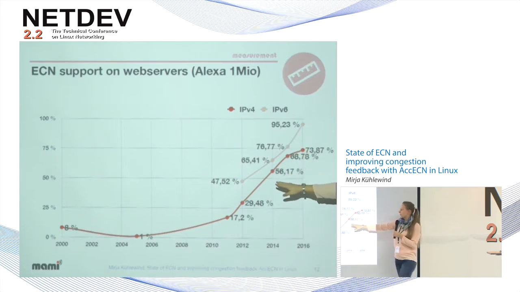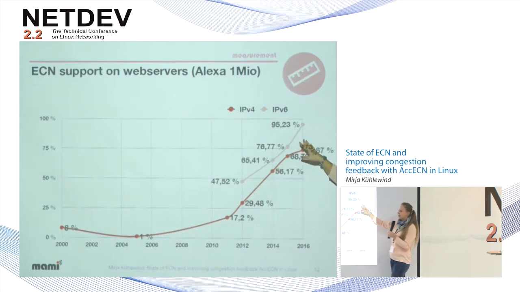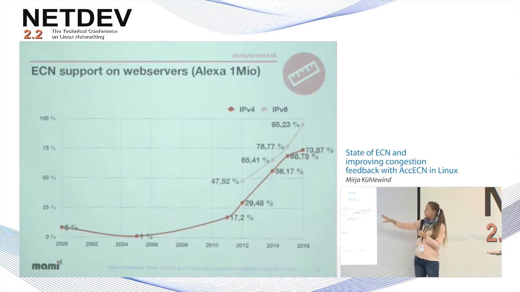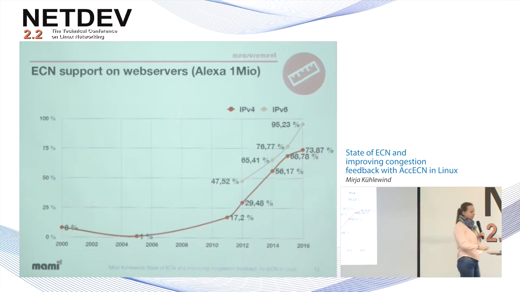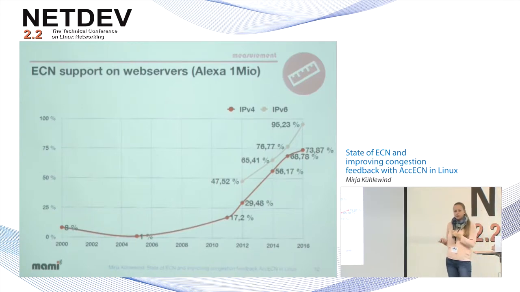It was a couple of hundred hosts only here, and now it's a couple of thousand hosts, I believe. But this also shows that probably the IPv6 machines are a little bit more up to date than the IPv4 machines. If you turn on ECN on your machine right now, there is a big chance that you can actually use it with a web server.